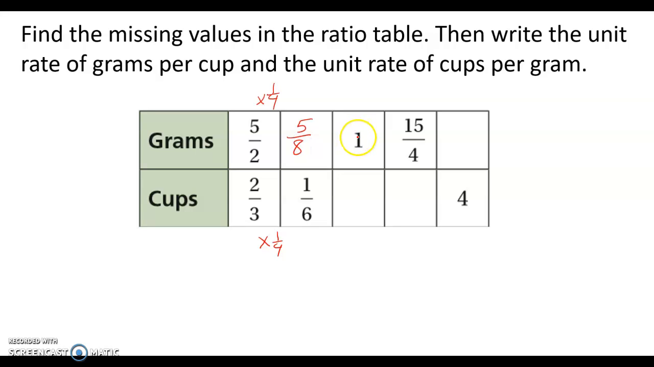Now, how do you go from 5/8 to 1? Start with 1 in your calculator and divide that by 5/8, and you get 8/5. So you times that by 8/5, which means down here I times that by 8/5. So 8/5 times 1/6 gives me 4/15. And then here I go 15/4.